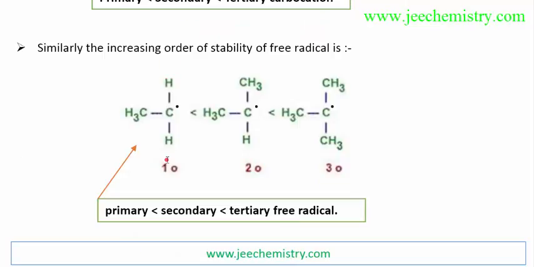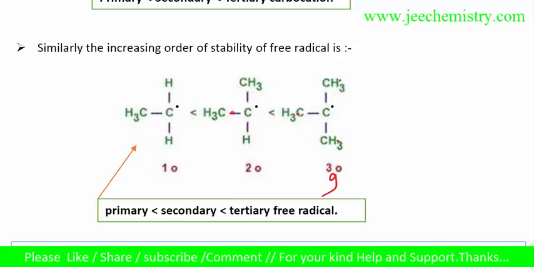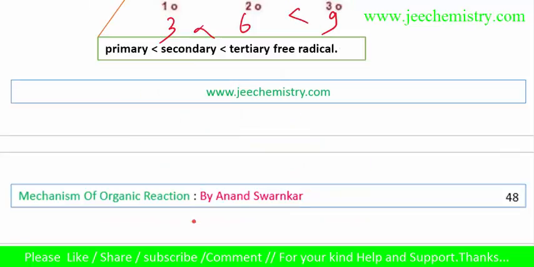This is a free radical, also a reaction intermediate. So the hydrogen counts are 9, 3, 3, 6, and 3. As the hydrogens increase, stability increases. So a tertiary free radical is more stable than a secondary, which is more stable than a primary.